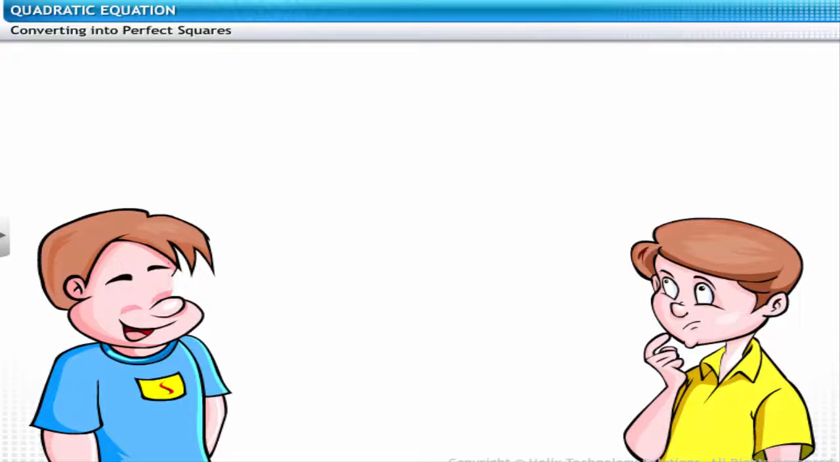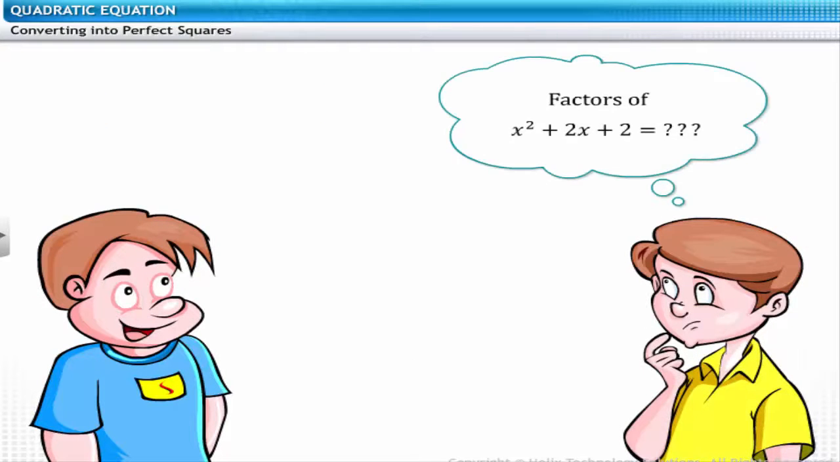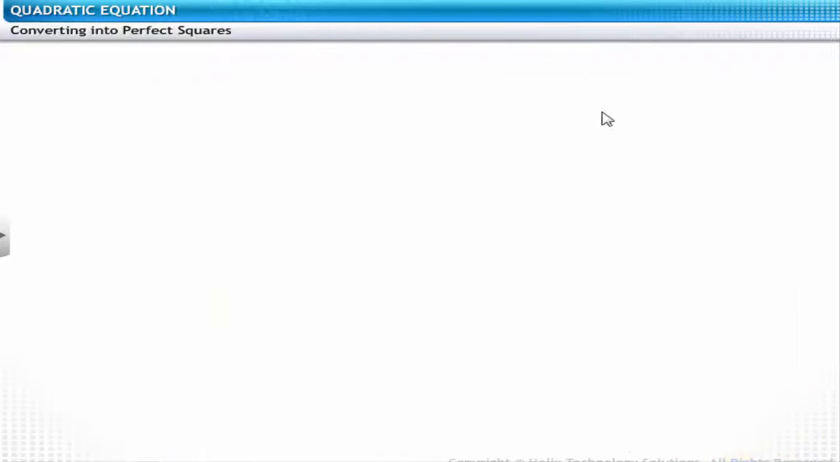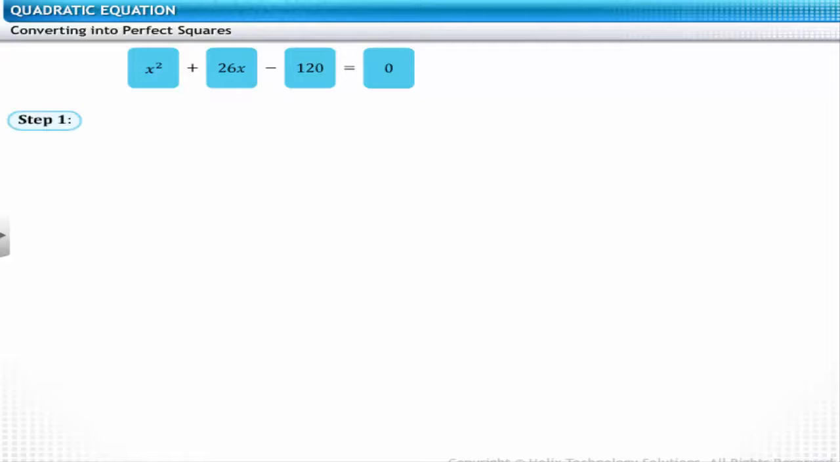There may be problems where you find it difficult to determine the factors of the equation x squared plus 2x plus 2. In such cases, you can use another method to solve quadratic equations. This method involves the converting of the equation into perfect squares. Let's verify this method by taking up again the quadratic equation x squared plus 26x minus 120 is equal to 0. Step 1.